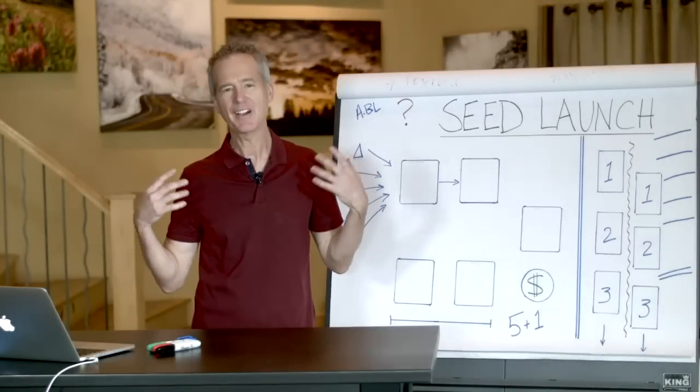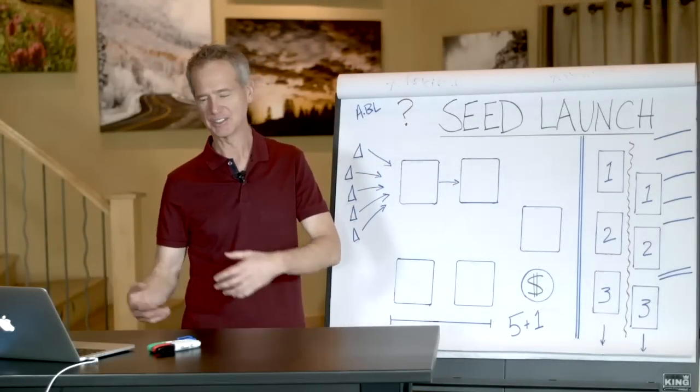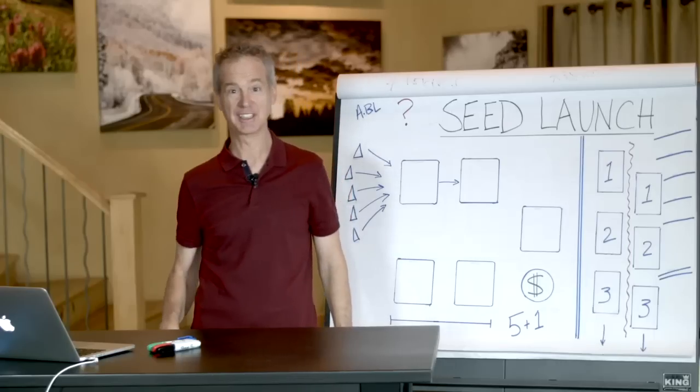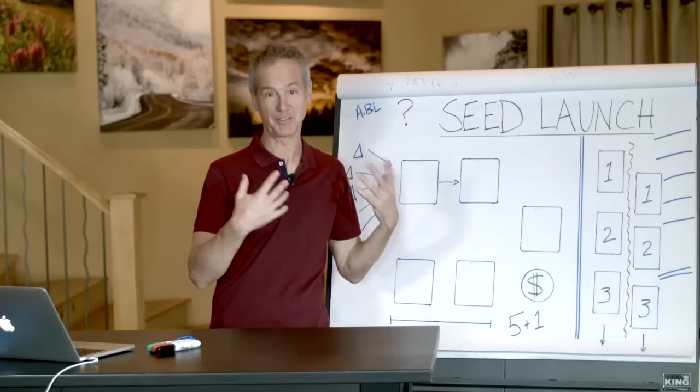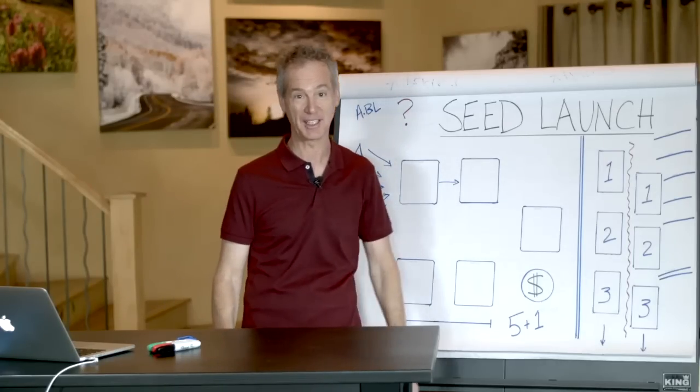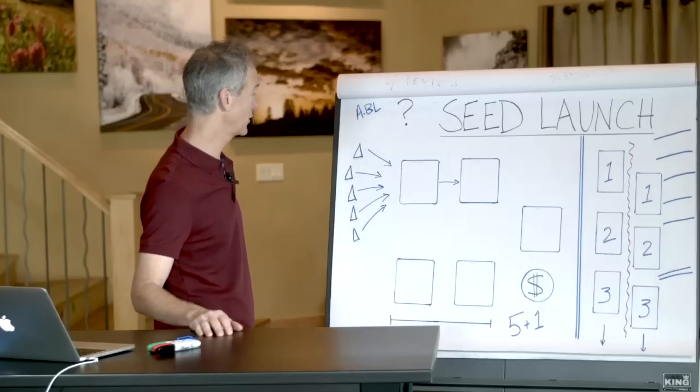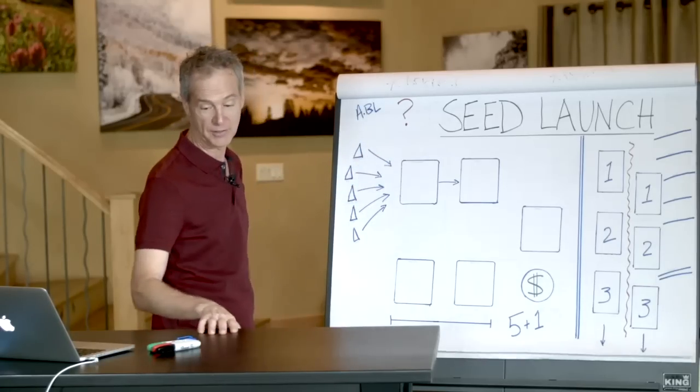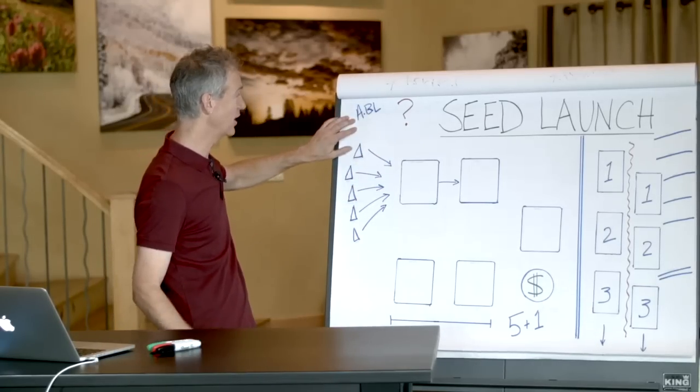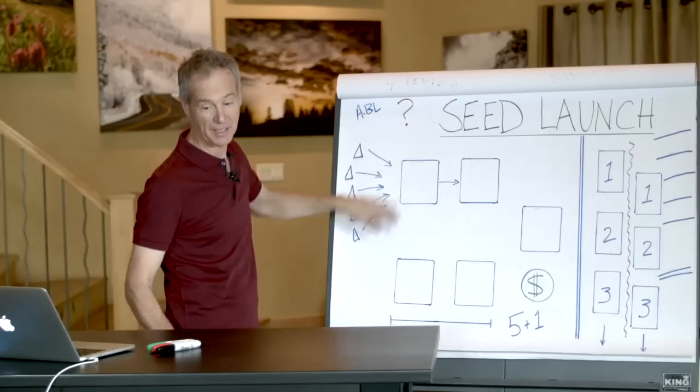So how does that happen? How do you go from 6 sales to 600,000 to millions of dollars? That's what we're jumping into right here. And that 6 sales was a seed launch. So this is my diagram of the seed launch. Remember to always be launching and ask questions.